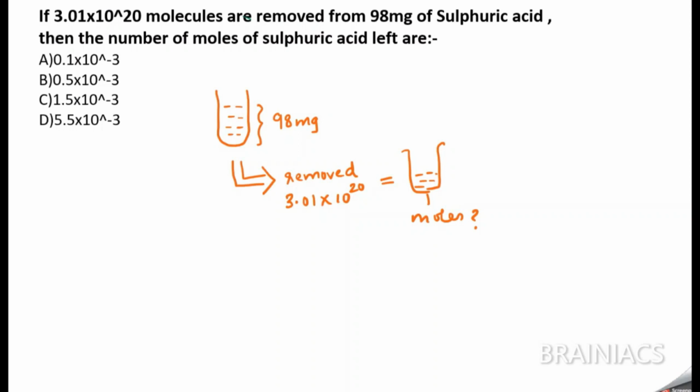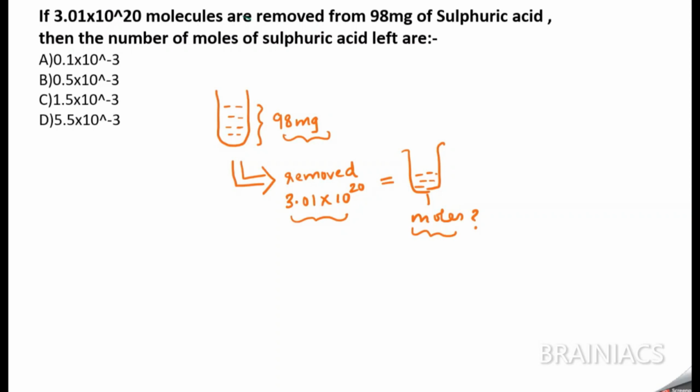But how are you able to do this? Because all are liters of milk, correct? But here the questionnaire has purposefully given you the initial mass in milligram, and the amount removed is given in the form of molecules, and the final value they are asking you in number of moles. So what is our challenge here? We need to find the answer in number of moles.